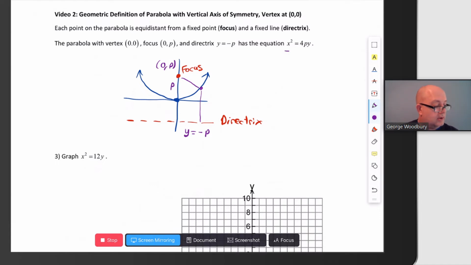Now the equation in terms of this definition would be x squared equals 4py. So the number that's being multiplied by y is equal to 4p. That will give us the focus, and from there it'll help us to sketch the graph. We can include the focus and the directrix. I'm going to show you another way to get a couple more points at the same level as the focus.